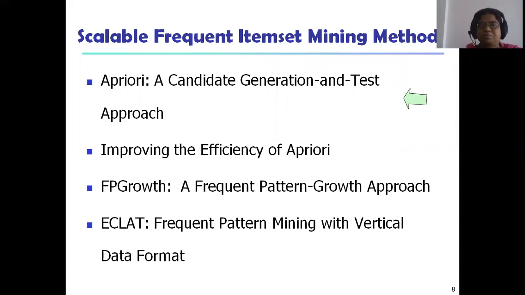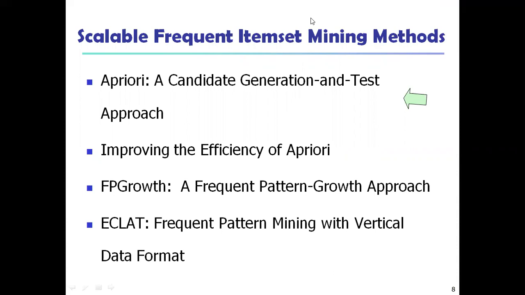Scalable frequent item set mining method. In that, the main and important algorithm is the Apriori algorithm, so that we'll see in this class. Apriori is a candidate generation and test approach. Here we will find out what the Apriori algorithm is and see how to improve its efficiency. Another famous algorithm is FP growth, the frequent pattern growth approach, and frequent pattern mining with vertical data format. These are all the things available. In that, first we'll see the Apriori algorithm.